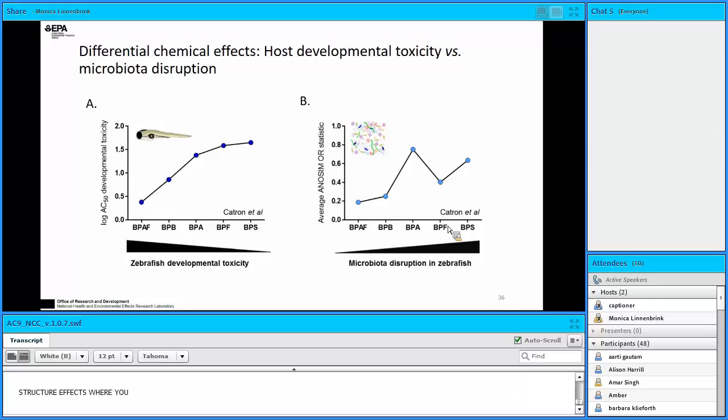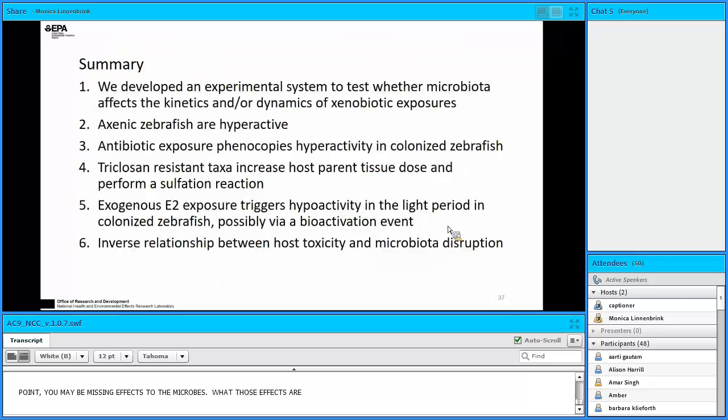And from a hazard identification and prioritization perspective, which is how zebrafish in the developmental toxicology space are increasingly used, if you're looking at developmental toxicity of the host as your endpoint, you may be missing effects to the microbes. But what those effects are is really not clear, and I'll come back to that point in a second.